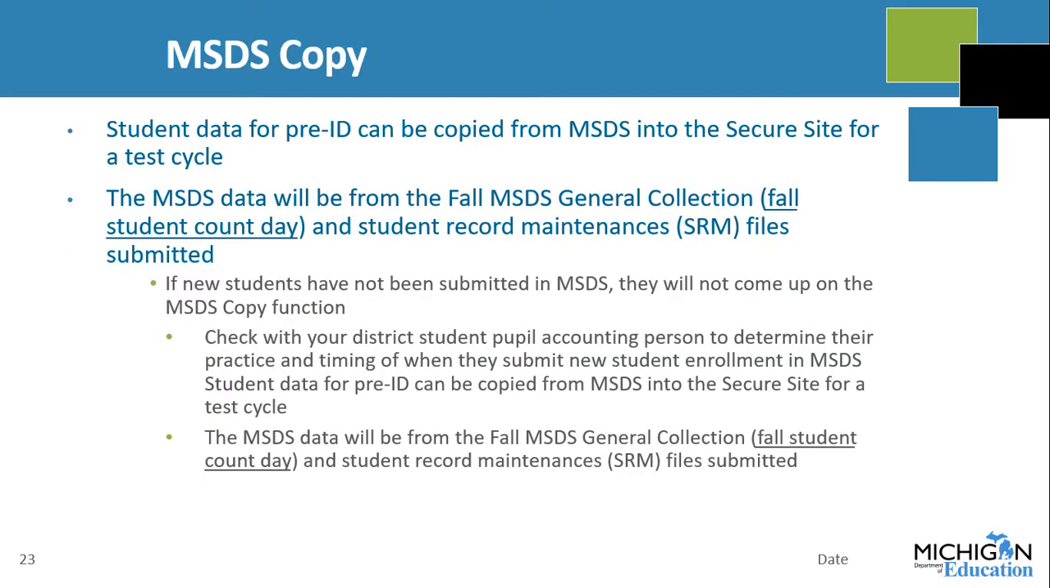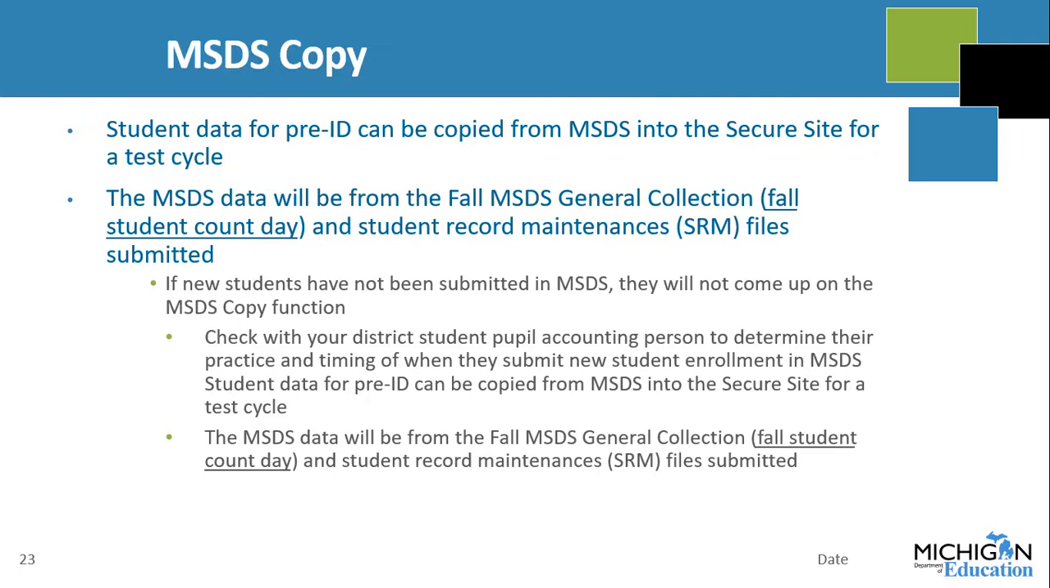The final way to pre-identify students is the MSDS Copy function on the OEA secure site. It's important to note that the data will be from the Fall MSDS General Collection, which is the Fall Student Count Day. This is the same data that OEAA used to pre-identify students for schools.